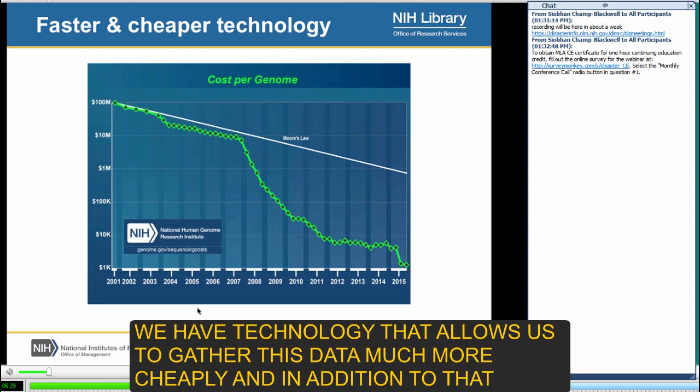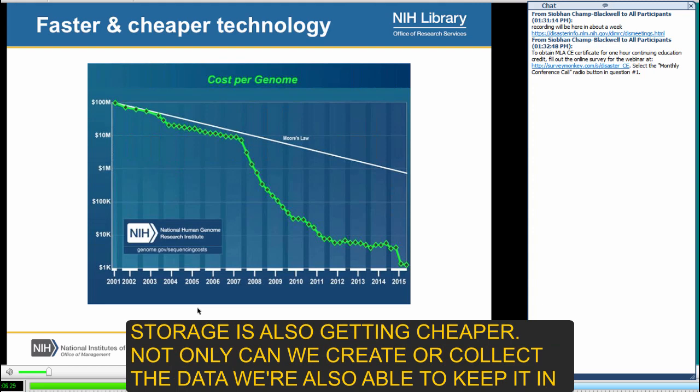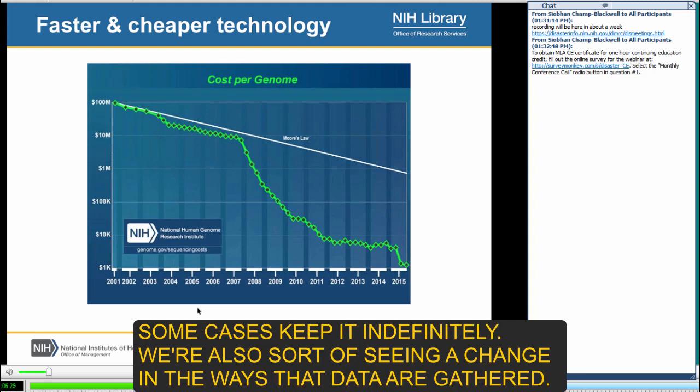So we have technology that allows us to gather this data much more cheaply. And in addition to that, storage is also getting cheaper. So not only can we create or collect the data, we're also able to keep it and, in some cases, keep it indefinitely.